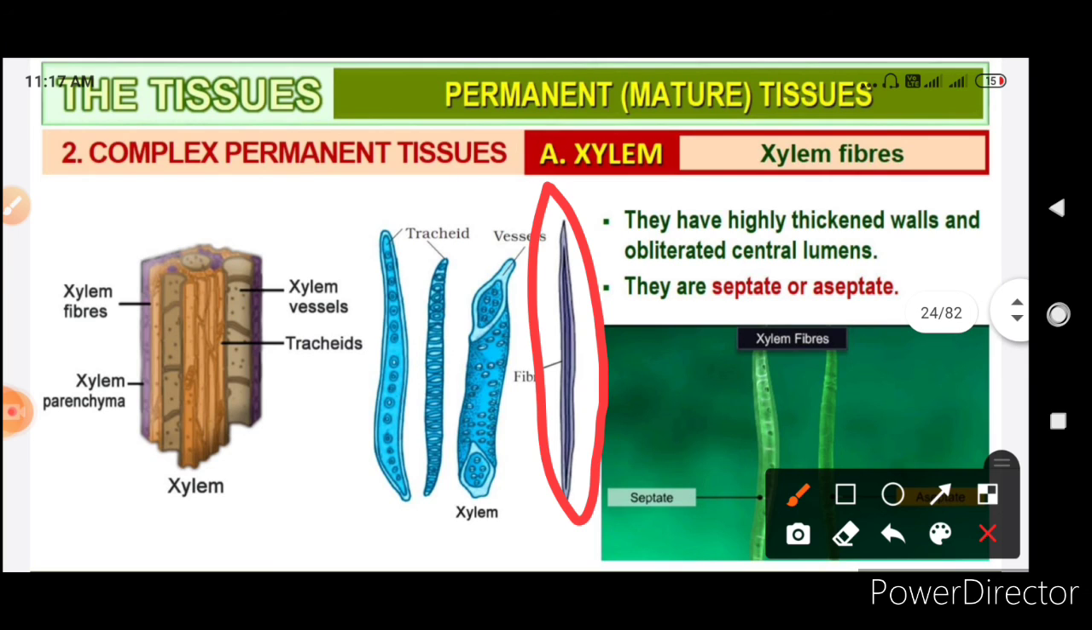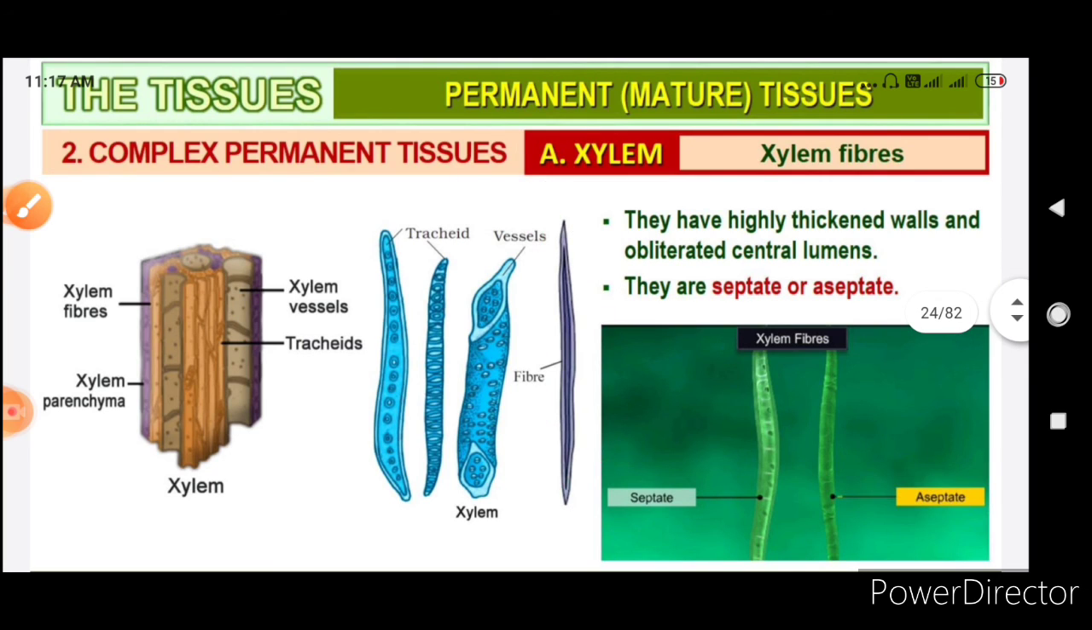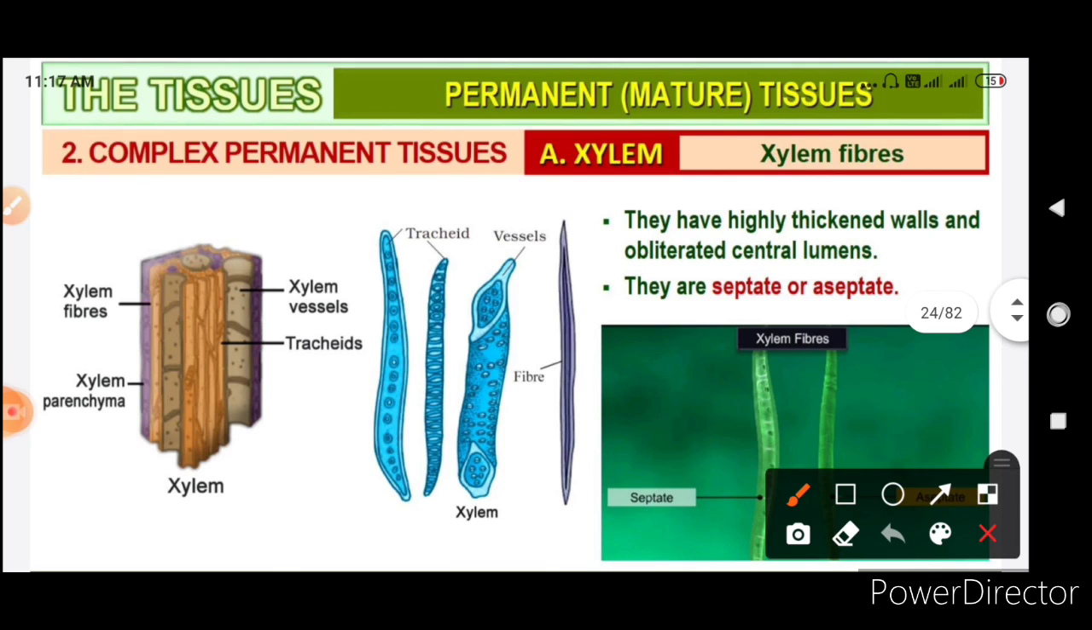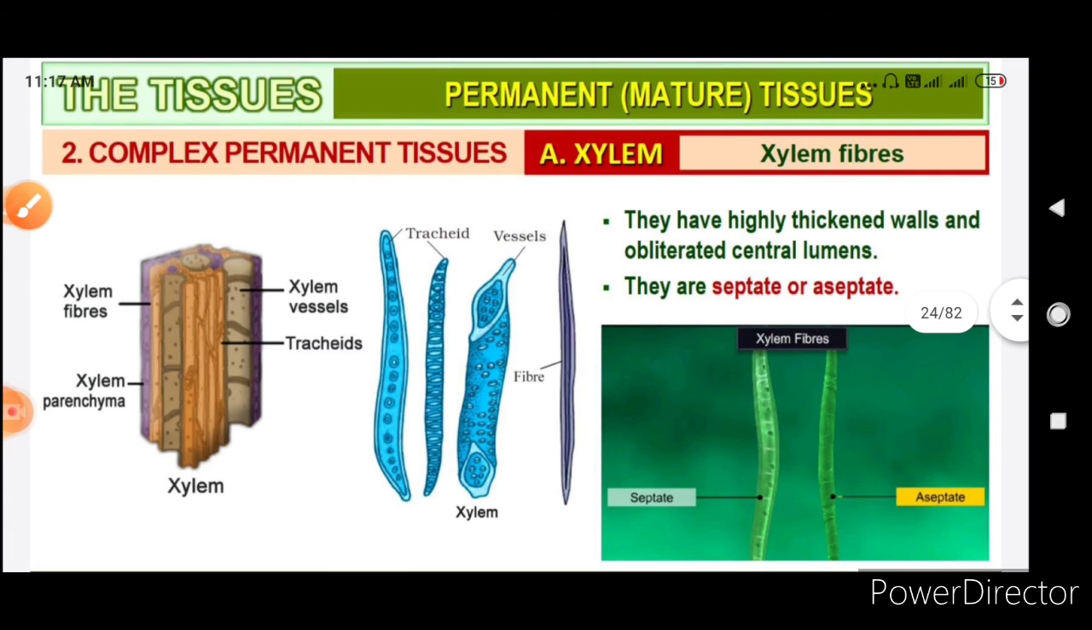Septate means there will be bifurcation. You can see here in the diagram, this is the septate part. You can see septa like this, and here it is continuous. So they can be septate as well as aseptate.